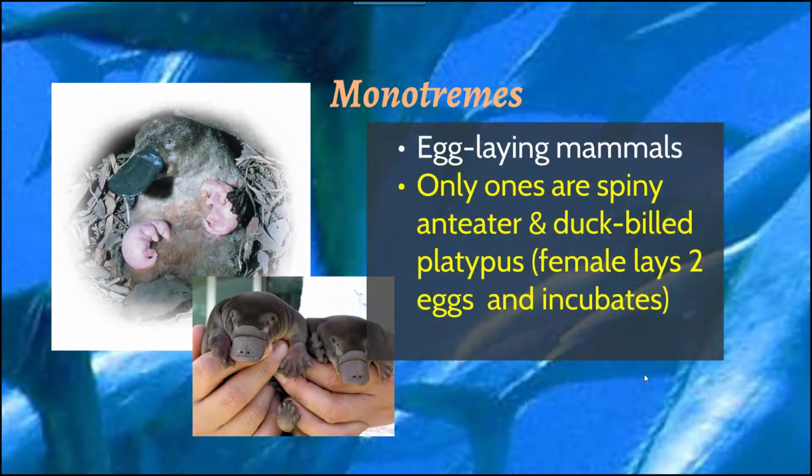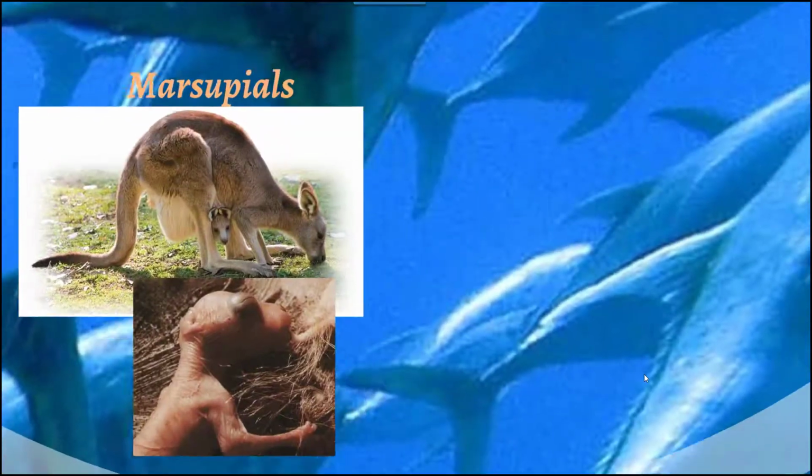Just to give you an overview of the three different groups of mammals, we have monotremes, which are egg-laying mammals. The only ones that exist are the spiny anteater and the duck-billed platypus. These organisms are not marine, but it's good to know that they are one of the groups of mammals.